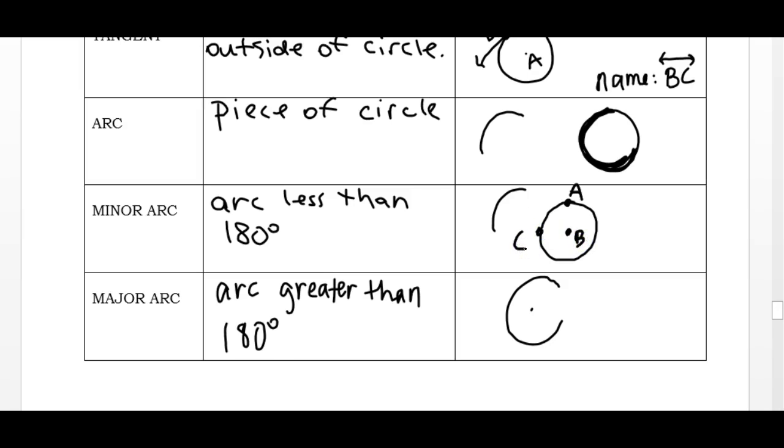Here's a minor arc. The name of this arc is arc AC, and I put a little curve on the top of it. Minor arcs use 2 letters.